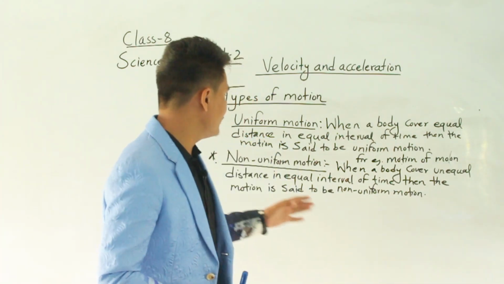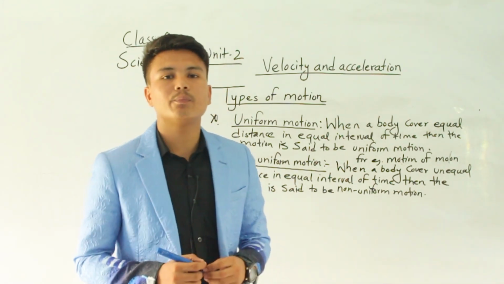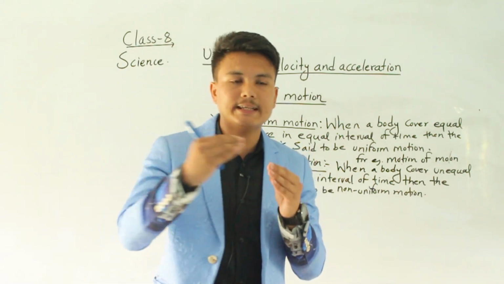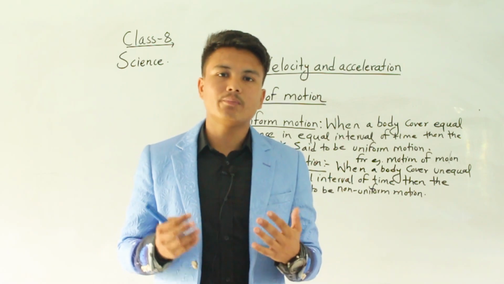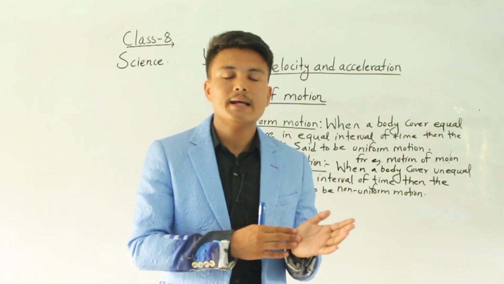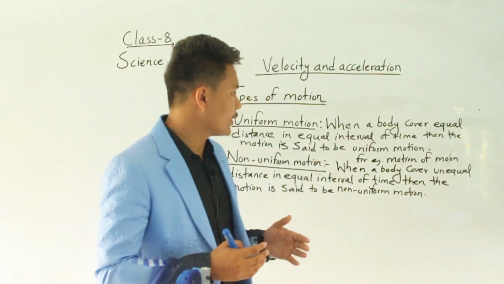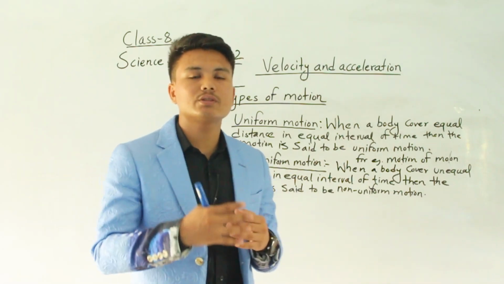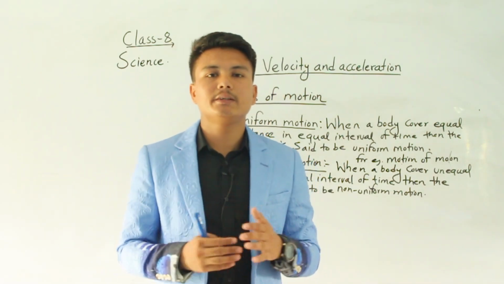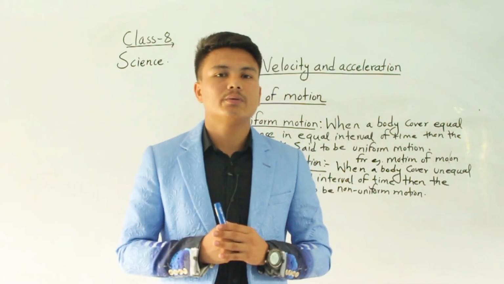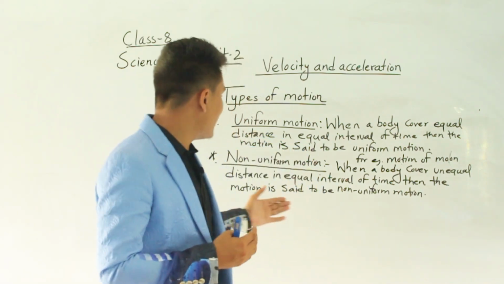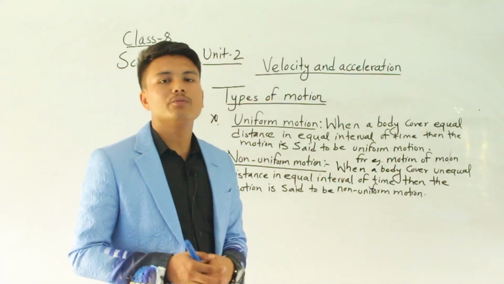Okay, the car moving on the road. A car running on the road does not cover the same distance in the same time. Sometimes it goes fast, sometimes it doesn't. On a straight road it runs a bit fast, while on a turning road it has to brake and turn. So the moving car is an example of non-uniform motion.